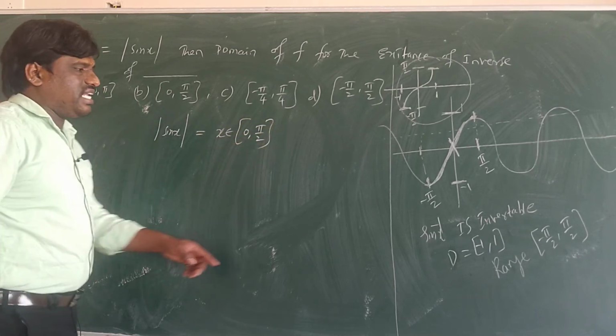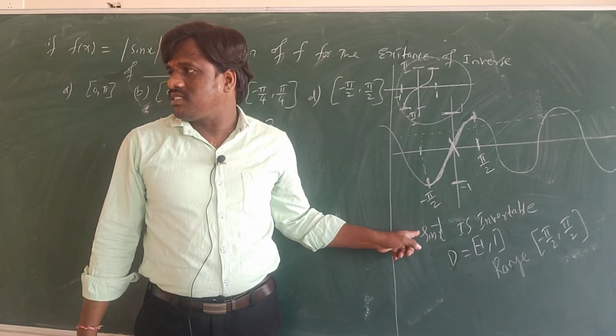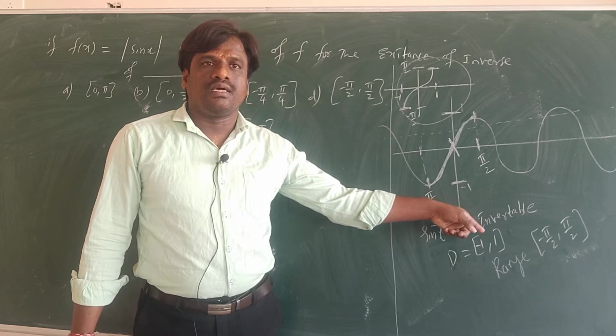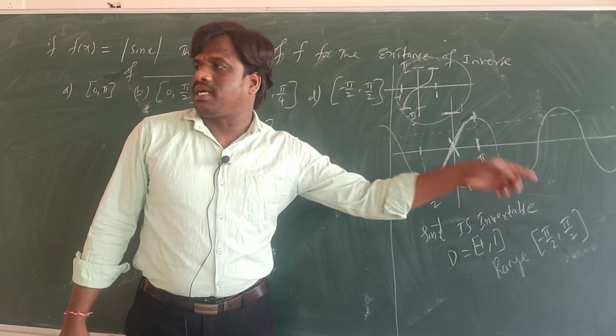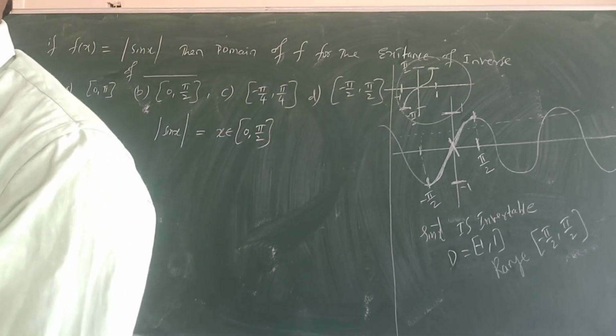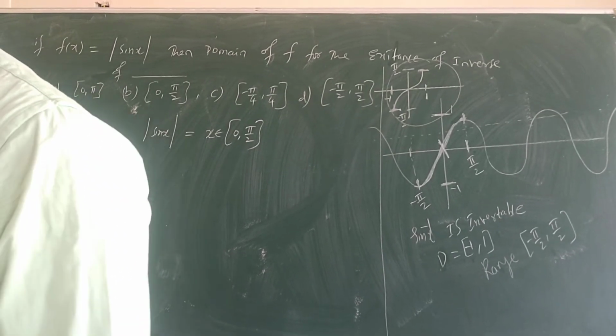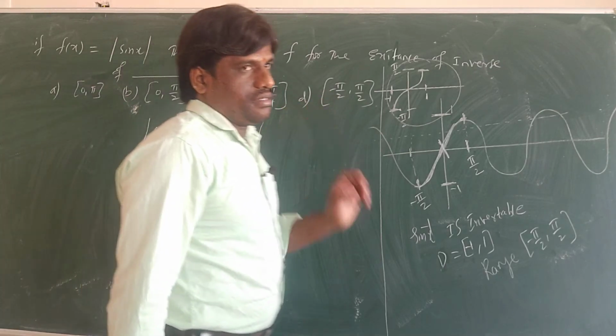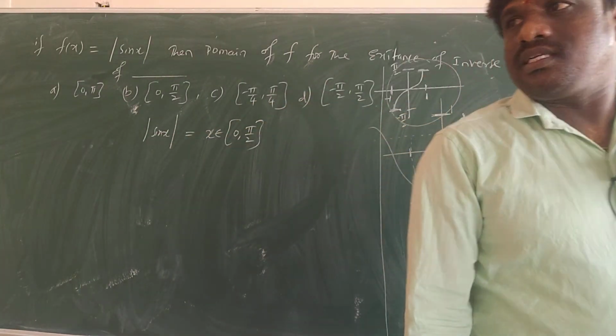Sin x is invertible from minus pi by 2 to plus pi by 2, right? So mod sin x is invertible from 0 to pi by 2. Is it clear? Is the picture clear? Note it down.